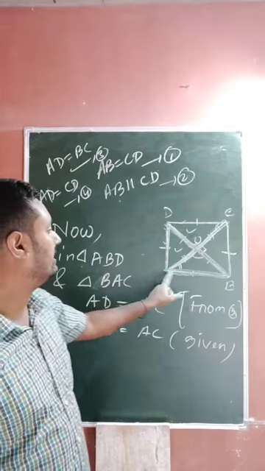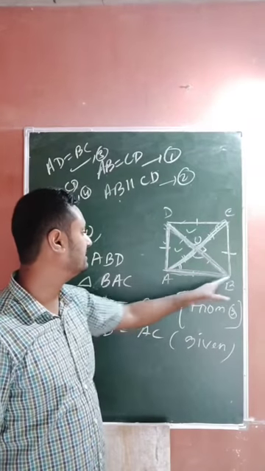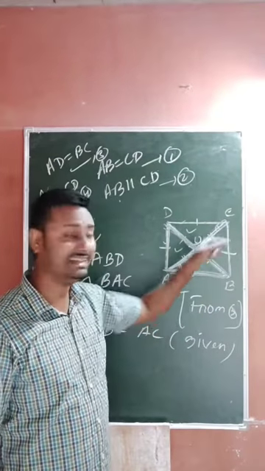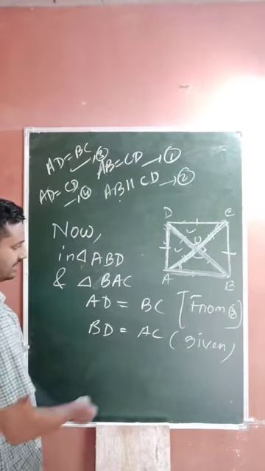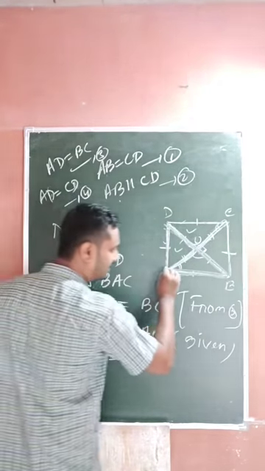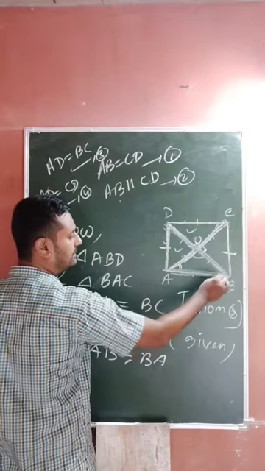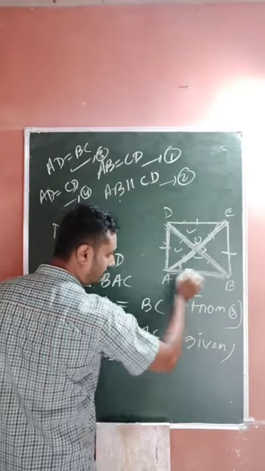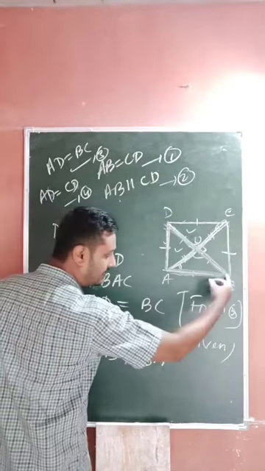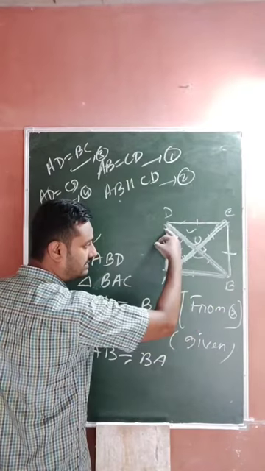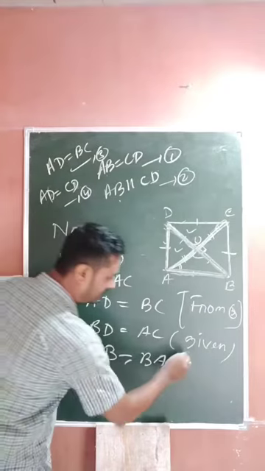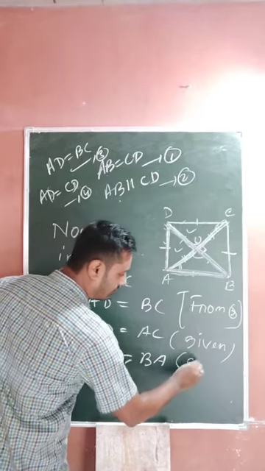So from ABD you can choose BD, and from BAC you can choose AC. Given. And another thing, AB is equal to BA, common side. This side AB is in triangle ABD, and in triangle BAC we write BA. Don't write AB is equal to AB, because these are corresponding parts. Same side, but you can write it in a proper way. So, common side.